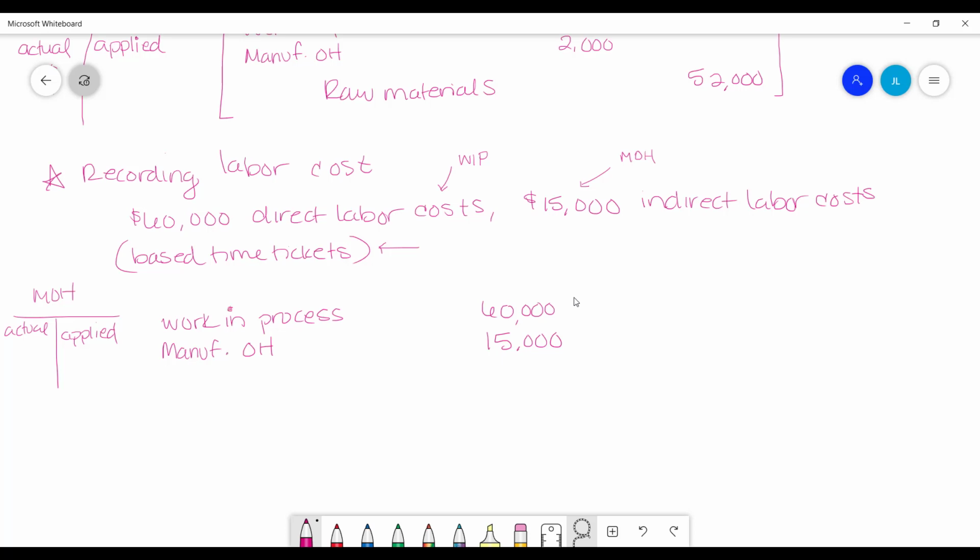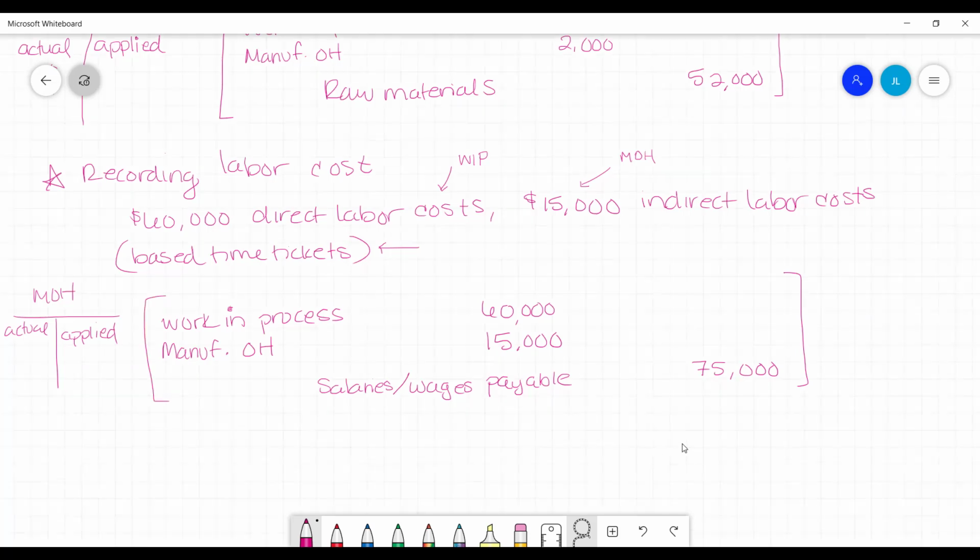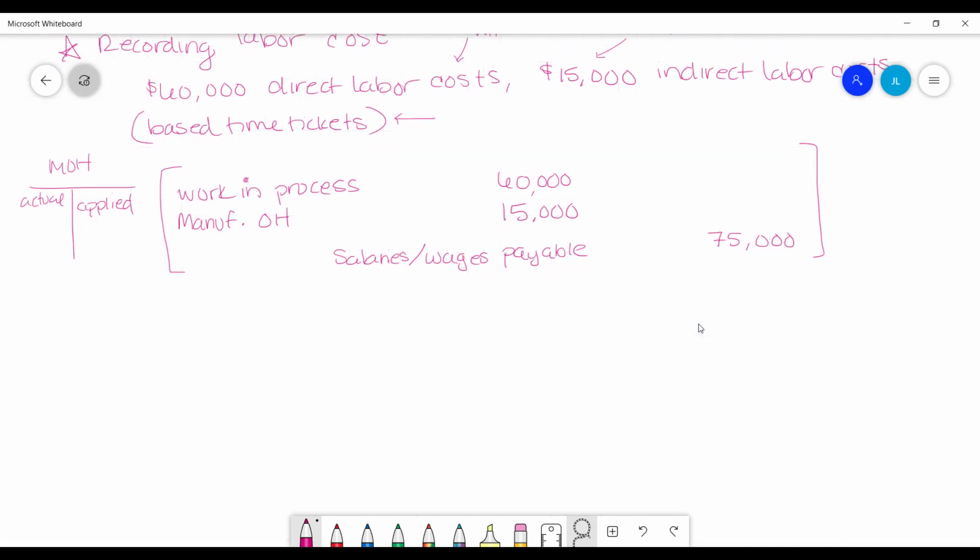We could just ask ourselves, how did we record salaries expense in financial accounting? We debited salaries expense and credited salaries or wages payable, right? So same thing, we're going to credit salaries/wages payable, and that is for $75,000. Okay, so that's how we record labor costs.